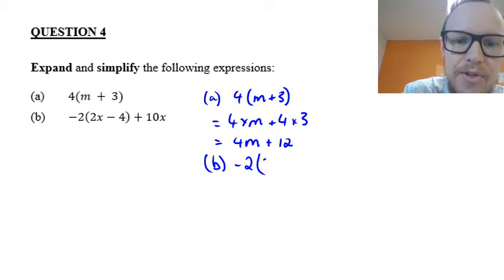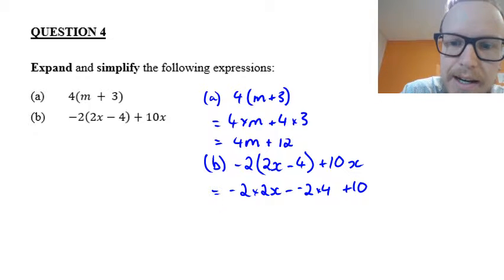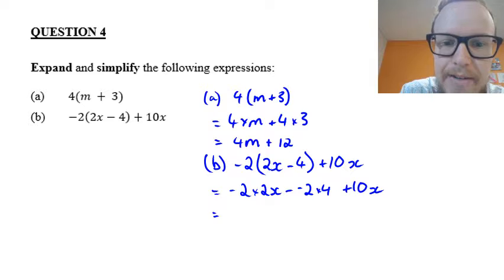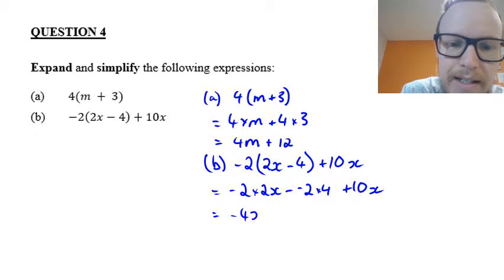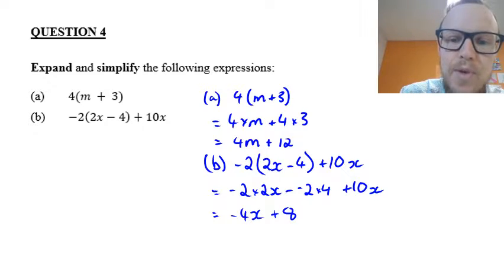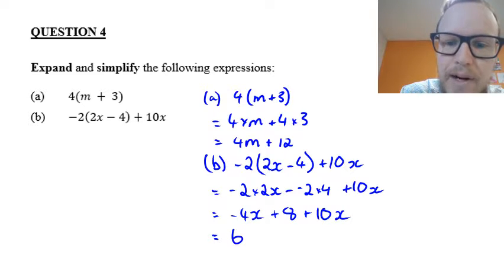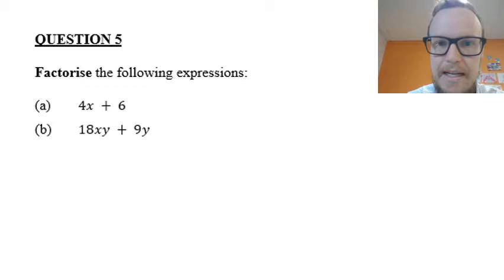For our next one, we've got negative 2 times 2x minus 4, plus 10x. This is negative 2 times 2x minus negative 2 times 4, plus 10x. So we get negative 2 times 2x is negative 4x, plus 8 for the negative, minus negative 2 times 4, plus 10x. So we're left here with negative 4x plus 10x is 6x, plus 8 as the answer.